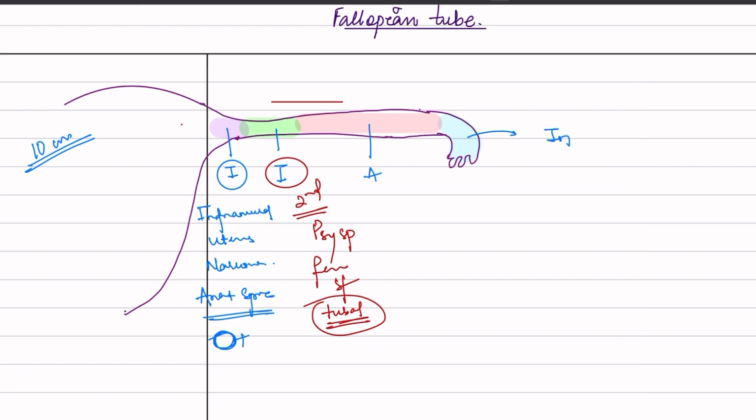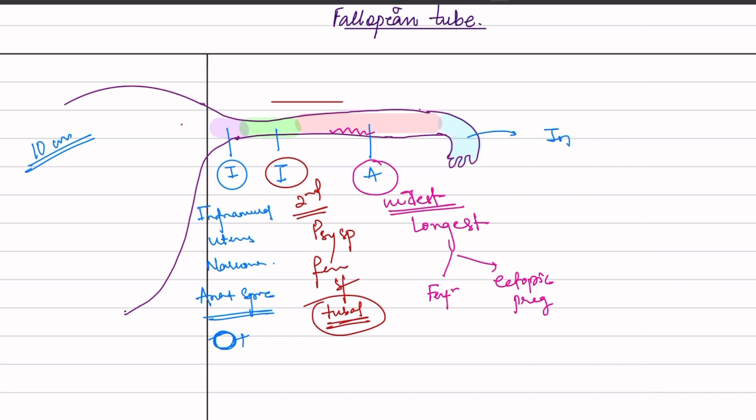What is the function of this ampulla? Ampulla is the widest part of this fallopian tube and this is longest as well, widest and longest. Now this is the site for fertilization and ectopic pregnancy. When we see ectopic pregnancy, the most common site for this is the ampulla. There are some mucosal folds and we call those folds as plicae. These mucosal folds are maximum in this ampulla.